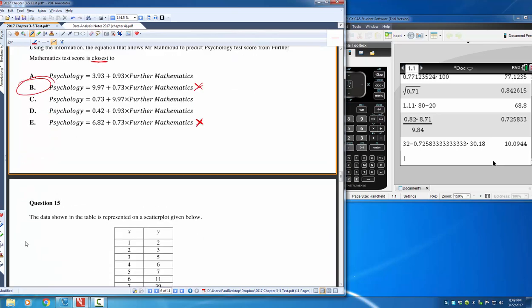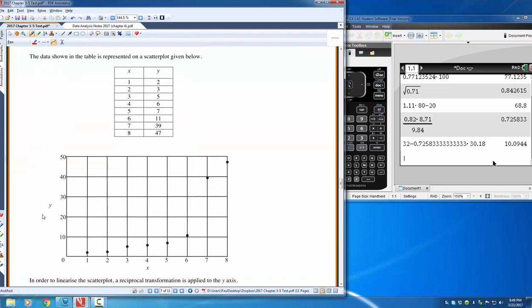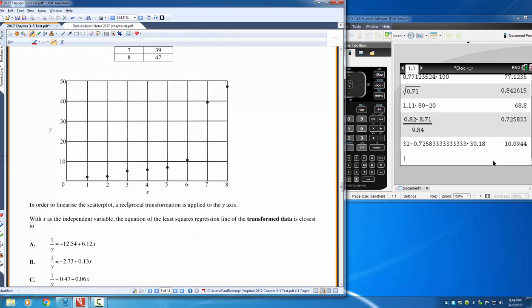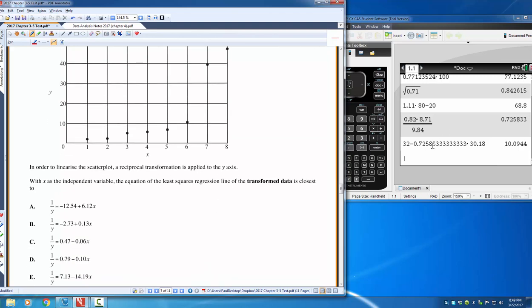Alright, it's nearly there, and you can see that these multiple choice questions certainly take some time. Alright, so we've got this data here, and what we're going to do is a transformation. We're going to do the reciprocal y transformation. Okay, so we're going to type in the data.